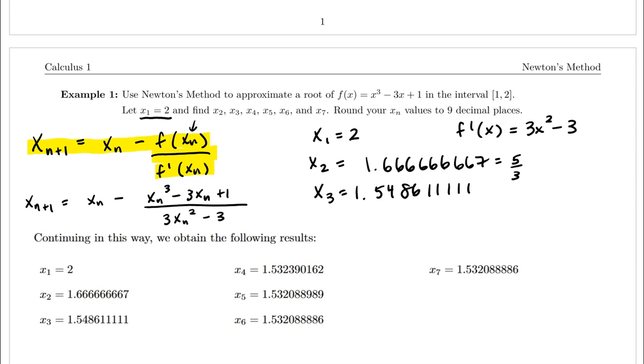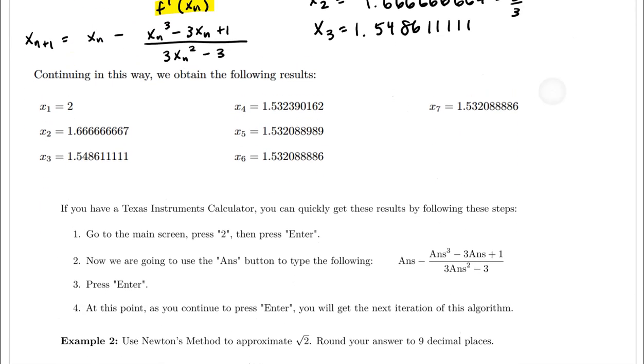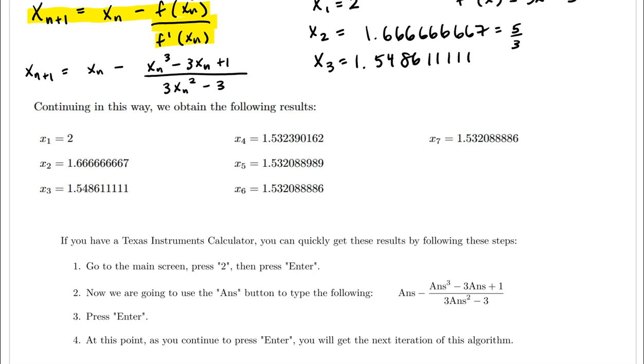So now that I have this generalized formula, let's look below and see what the steps are with our TI calculator. So step 1 says go to the main menu, or main screen, and press 2, then press enter. And the reason that we're pressing 2 is because that is the x1 value that we're using. Then we're going to use the answer button, which I believe is towards the bottom of your calculator, and we're going to type this in specifically. And the reason that we're using the answer key is we're going to press enter after that. And at this point, as you continue to press enter, it'll give you the next iteration of that algorithm.